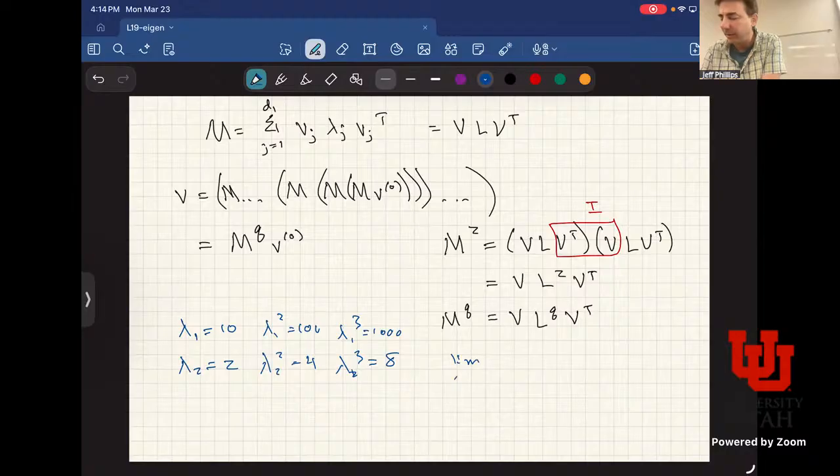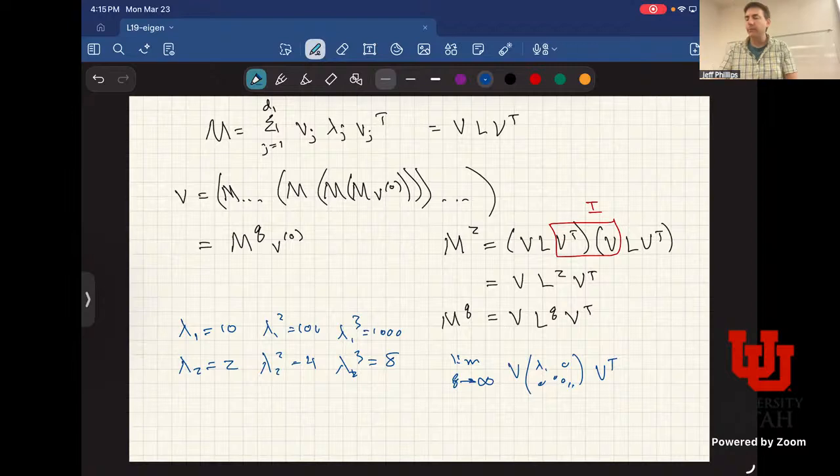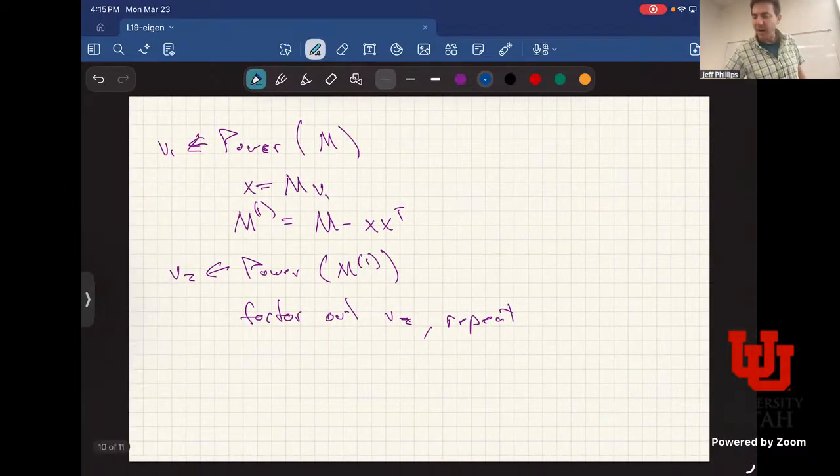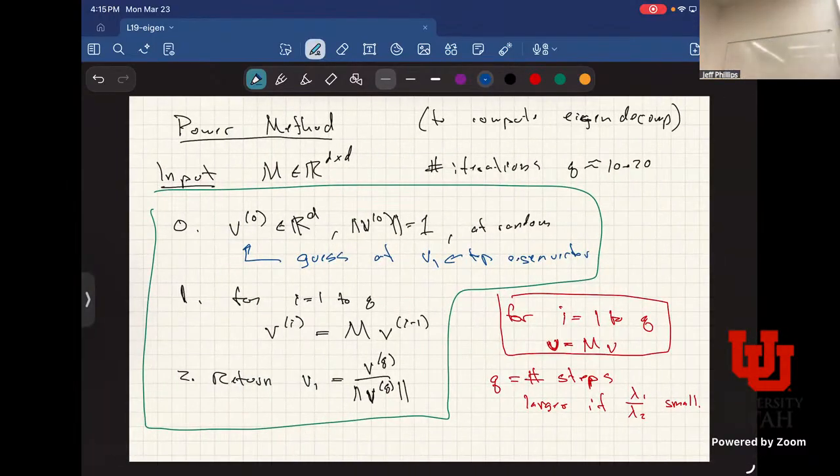And so that means in the limit, as Q goes to infinity, this will be V times the matrix with lambda 1 and zeros, times V transpose. Basically, if I were to normalize them, then this one is going to totally dominate. It's bigger, and all the others are going to go to kind of zero. Remember, I normalize at the end. Sometimes it's smart to normalize inside this loop. Depends on how you analyze it.